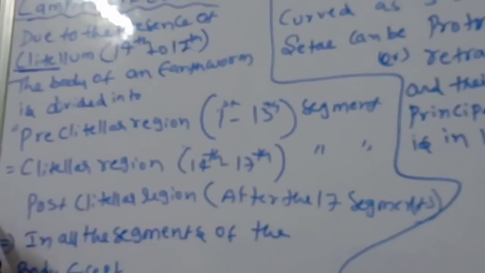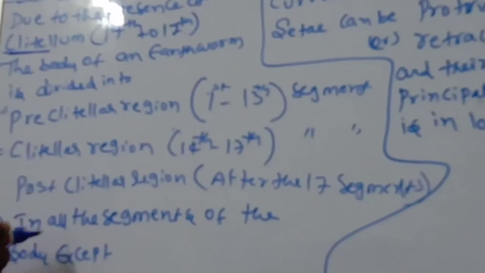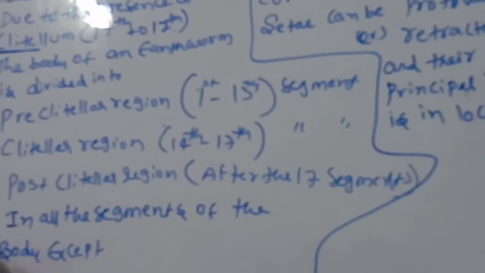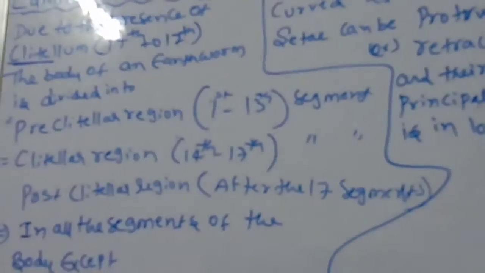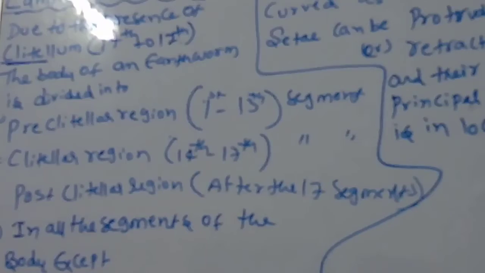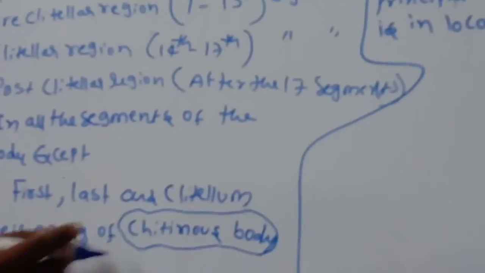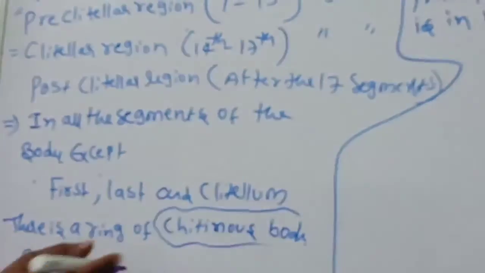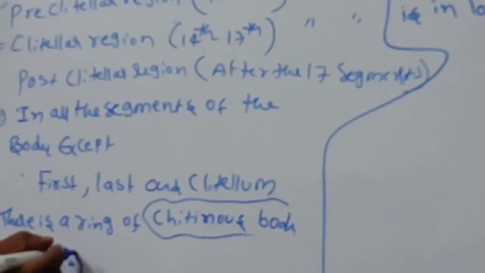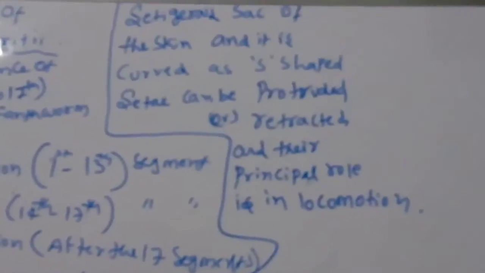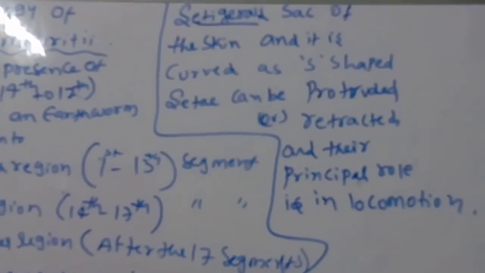Now next, what we have to remember is, in all segments of the body except first, last and clitellum, there is a ring of chitinous body setae, made with chitin. This body setae arises from the setigerous sac of the skin.